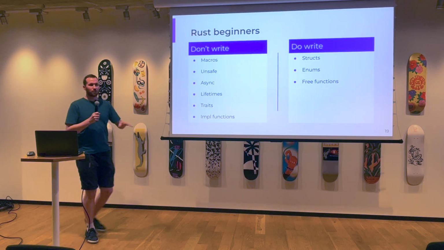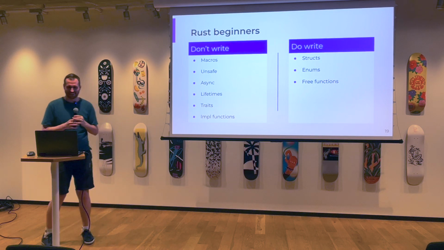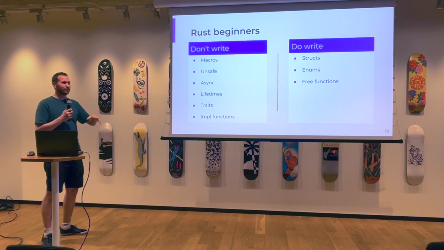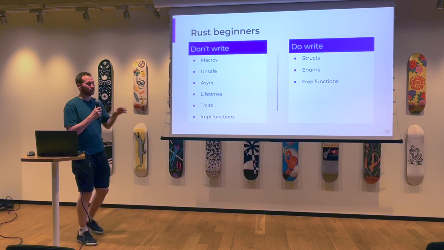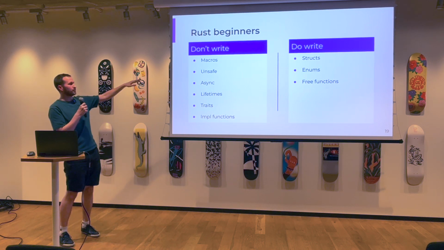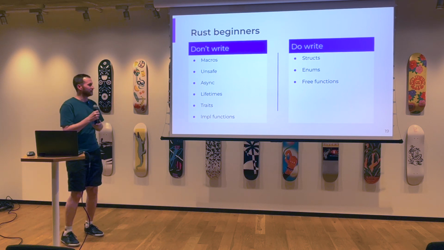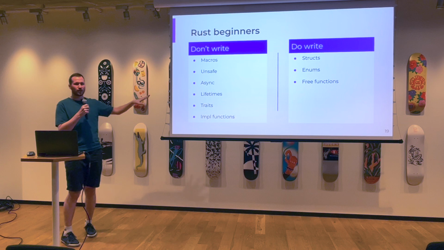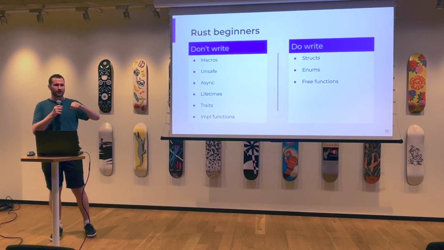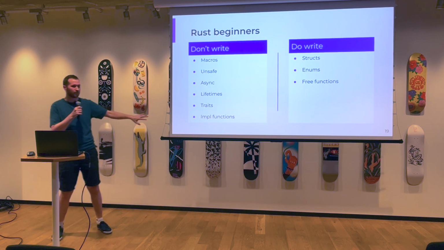Now, we're getting to the point of why we're here, the Rust part. Frequently there are Rust beginners here, so here are my recommendations. Don't write macros, don't write unsafe, don't write async. I think that nobody is too much against that. Don't write lifetimes. Generally, when you find yourself writing lifetimes, you're doing it wrong. Make it simpler. But maybe more controversial is don't write traits and don't write impl functions.